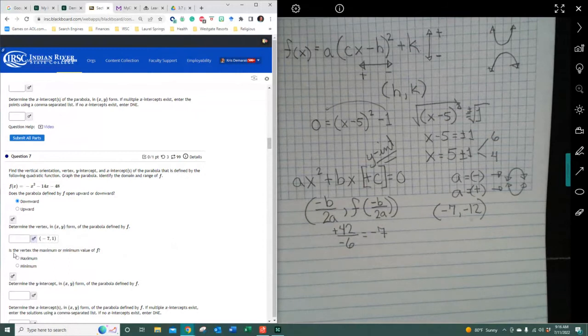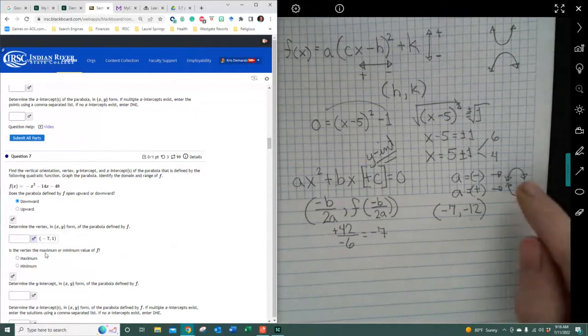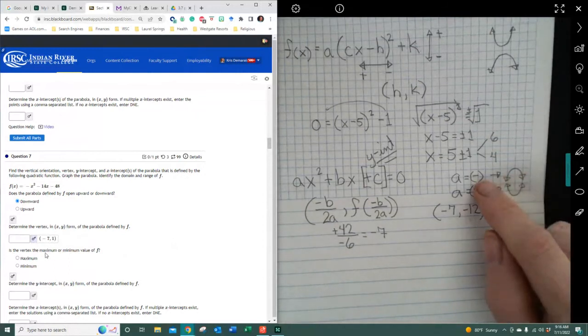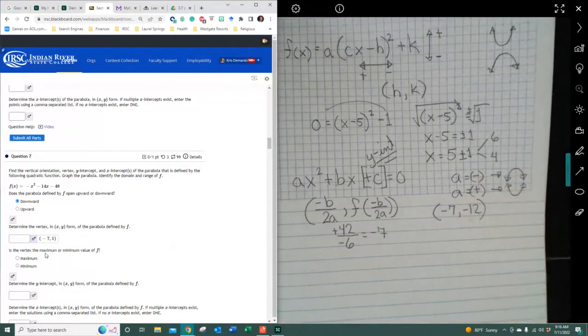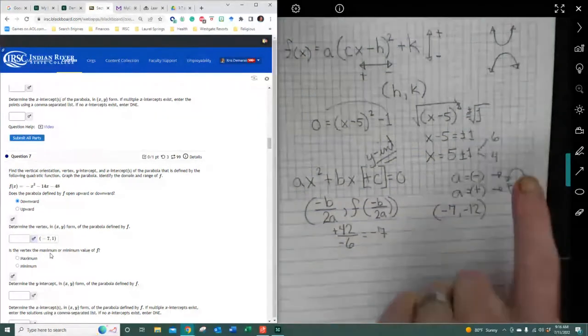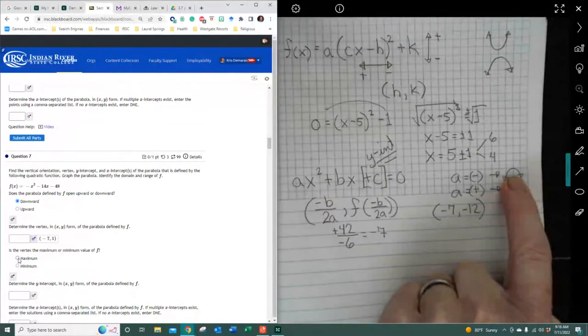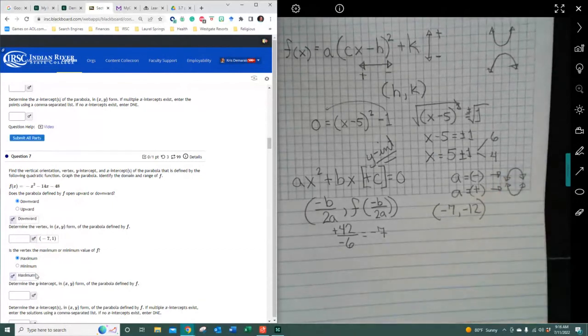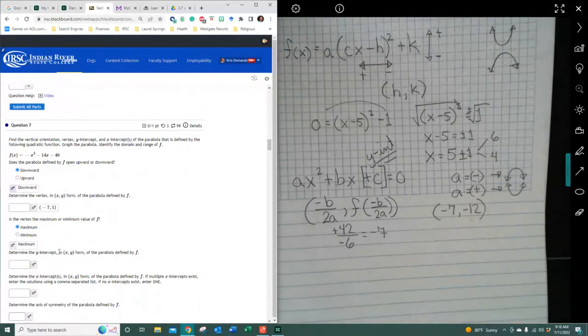Now, because it's a downward bound parabola, then the vertex is a maximum, because it's the top of a hill. So it's going to be a maximum for that reason. All right. So I'm going to put answers here. Maximum, or downward maximum. Now determine the y-intercept. The y-intercept is at -4, so it's going to be 0, -48. I mean, I'd say -4, but it's -48.